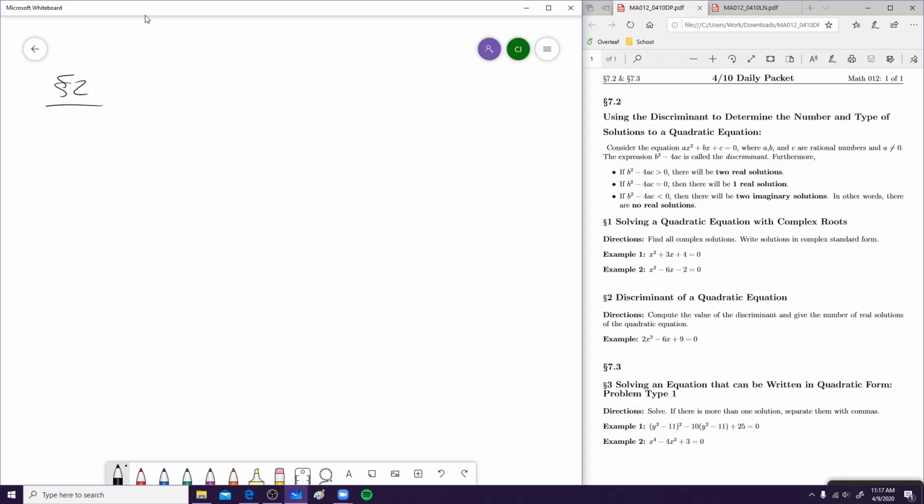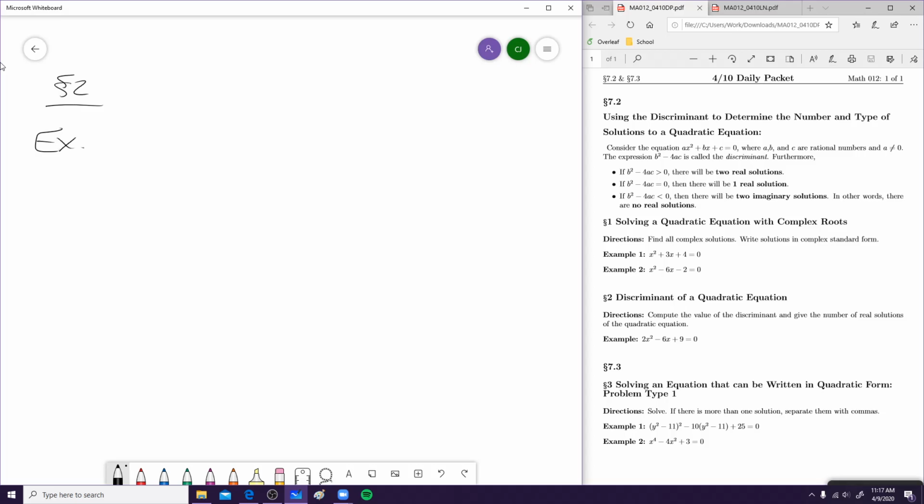I know in my notes and in our pacing guide, solving a quadratic equation with complex roots comes before the discriminant of a quadratic equation. However, I will start with section 2. So we're going to find the discriminant of a quadratic equation. So we're going to apply what we just learned in the notes.